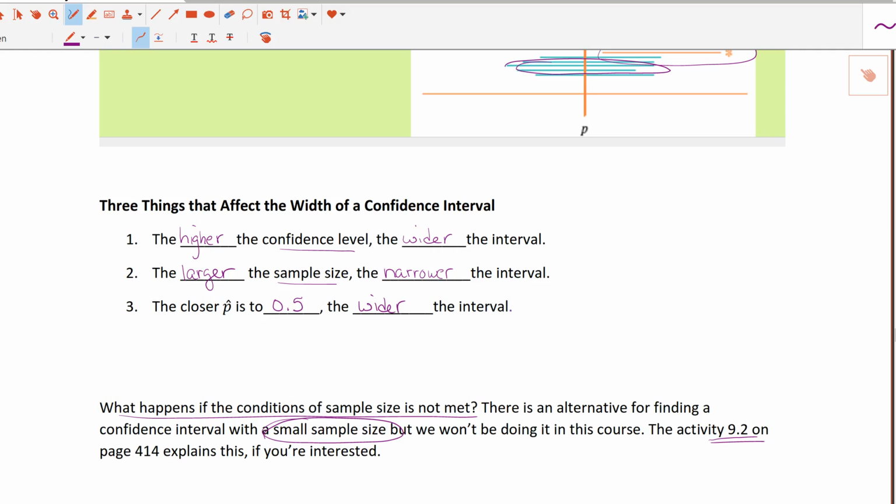All right, so we still have a little bit more to go in chapter 9, but I hope that you're starting to get an idea of how to create a confidence interval and how to use the 4 questions and the 5-step method in order to do that.